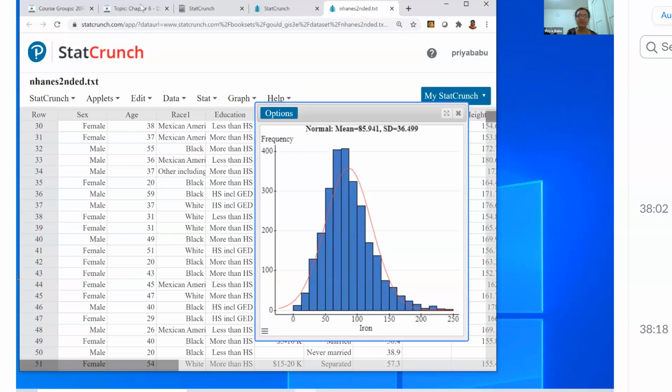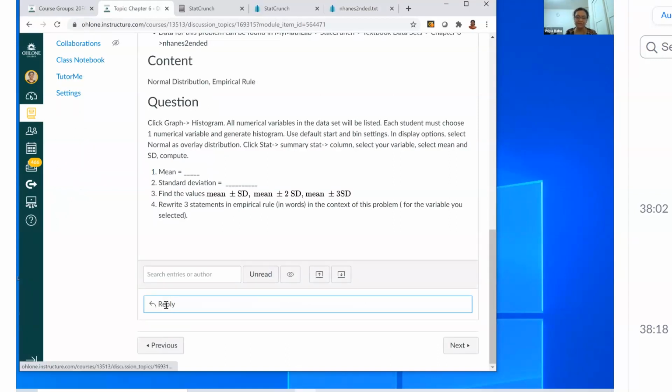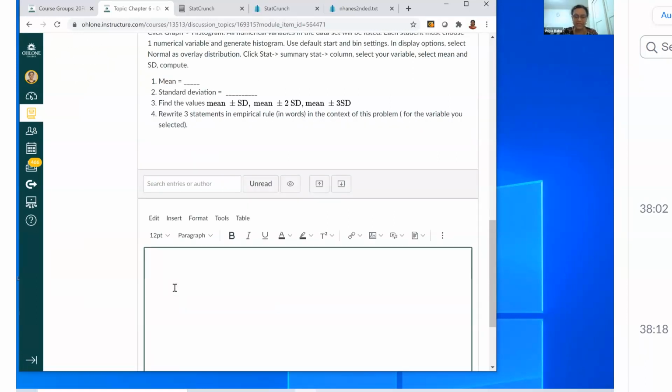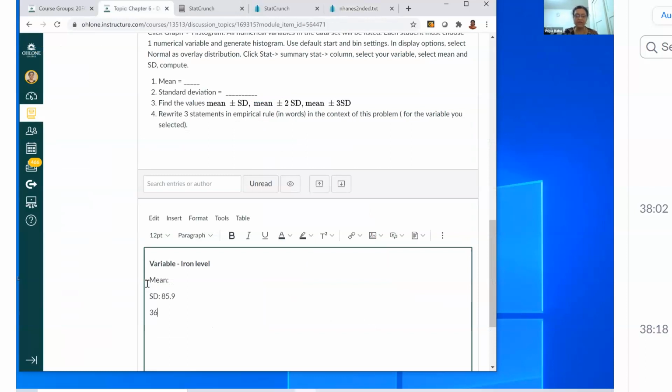So we have this. You don't need to attach the histogram, it's more to be convinced that it is normal. I'm going to hit reply here. First type the variable so that another student does not repeat the same variable. So iron level. That is the variable. And now the mean and standard deviation, which I'm going to copy from here. The mean is 85.9 and the standard deviation is 36.5.